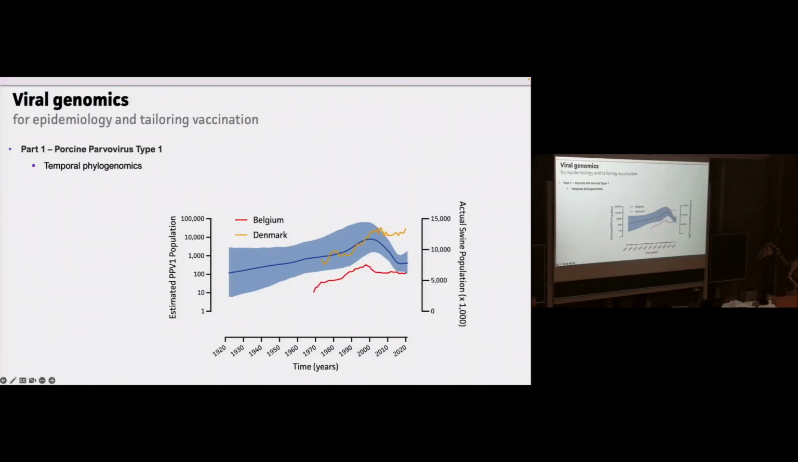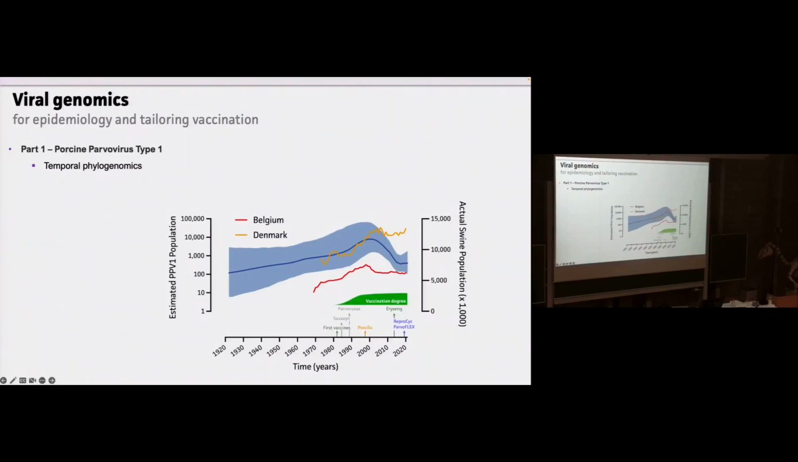Now, we can look at the pig populations, because more pigs means more hosts, means more piglets. So if we put this together, we could very nicely see that there was a very good correlation between the increase of the population of the virus, but also the increase of the pig population, which is indicated in yellow and red here.